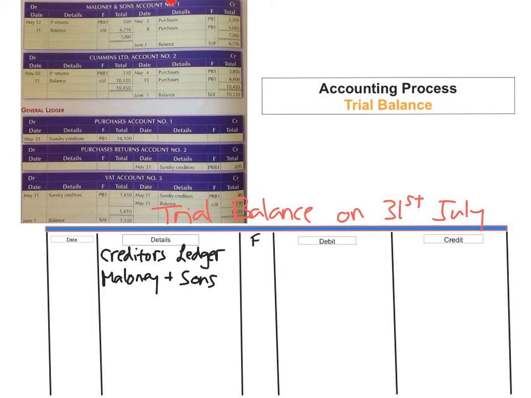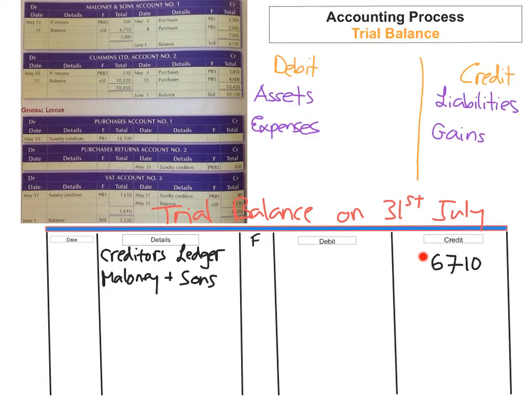I'm going to go to Maloney and Sons account, and the balance that we have from Maloney and Sons is 6,710. So I'm going to put that in, and this is going to go on the credit side. The reason why we put it on the credit side is because Maloney and Sons are liabilities to us. They're people that the business owes money to. So therefore, they're going to be our liabilities, and we're going to put them on the credit side.